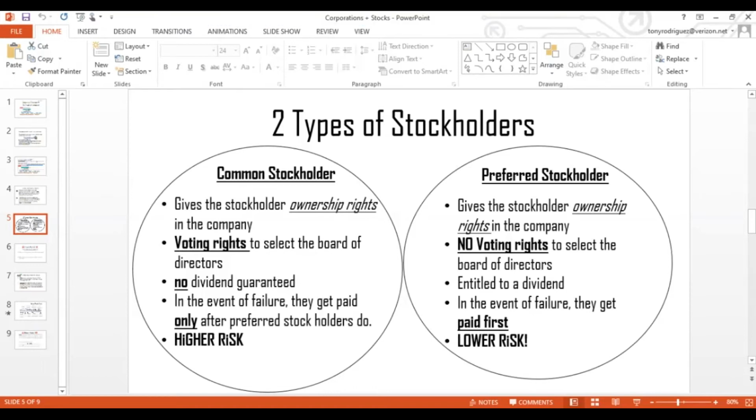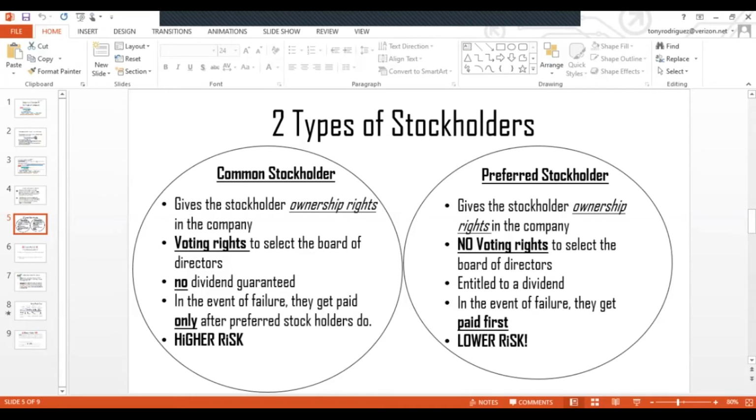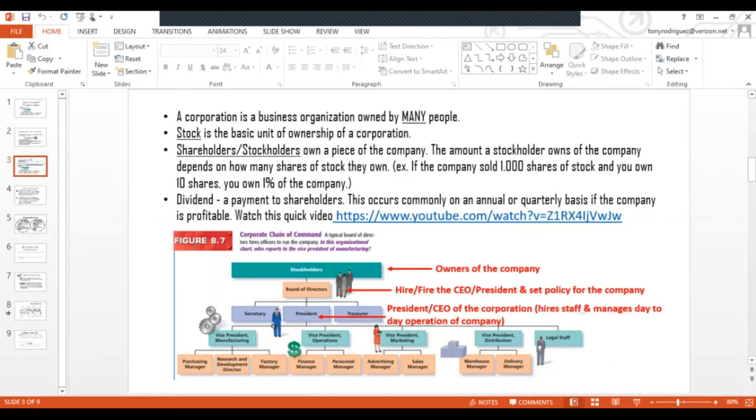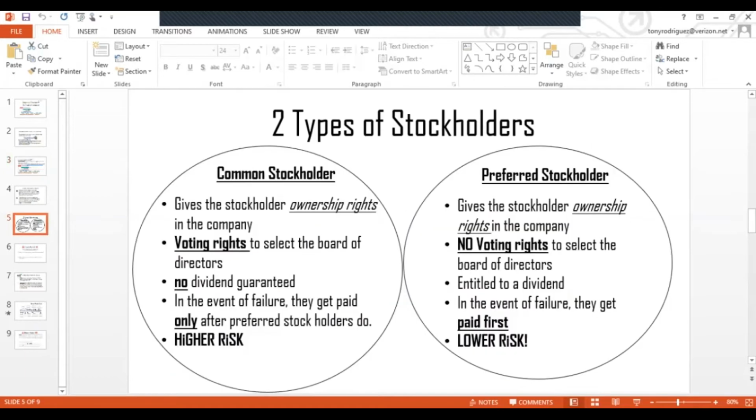All right, let's focus over here on common stockholders first, okay? Remember we talked about on slide 3 here, right? The board of directors, the stockholders vote for those board of directors, right? And so if you're a common stockholder, you get to vote for those folks, right? And so that's one benefit of being a common stockholder. Here's the negative, right? There's no dividend guarantee.